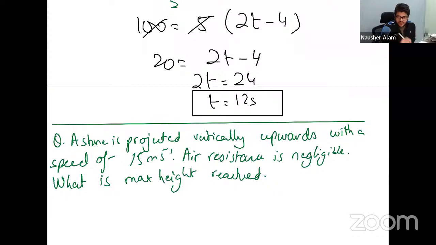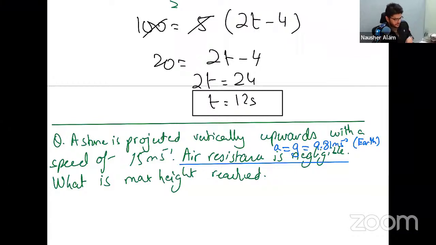So, please याद रखिए, जब भी ये लफ्ज आए air resistance negligible, underline this and note it down. Whenever air resistance will be negligible, your acceleration will be purely due to gravity, which will be 9.81 meter per second square on Earth. So if they don't mention anything, then you have to assume it's Earth. Now find out what is the height reached. Shabash. Please find out what is the height reached.